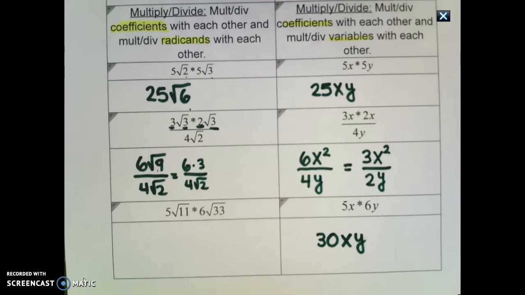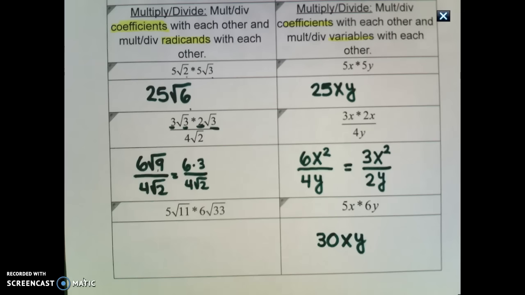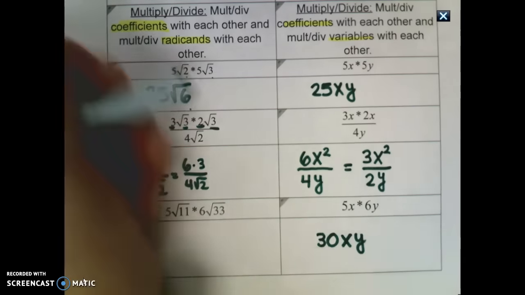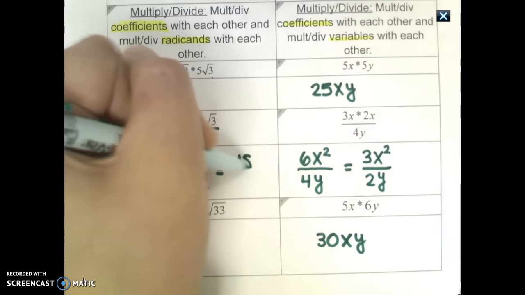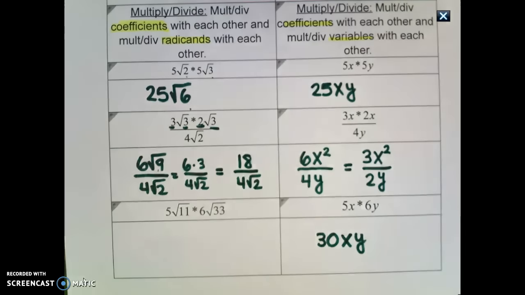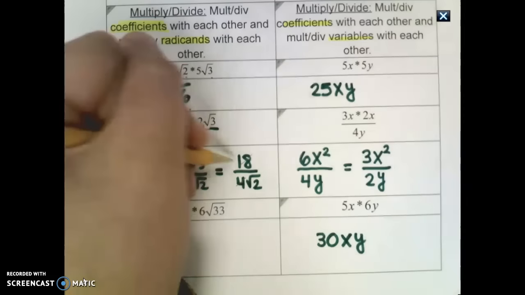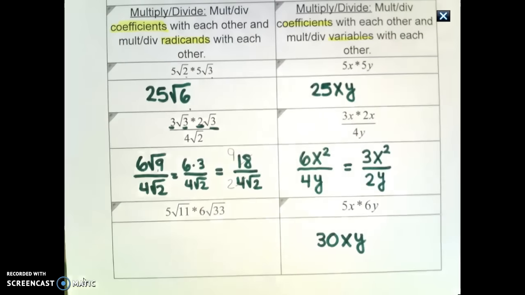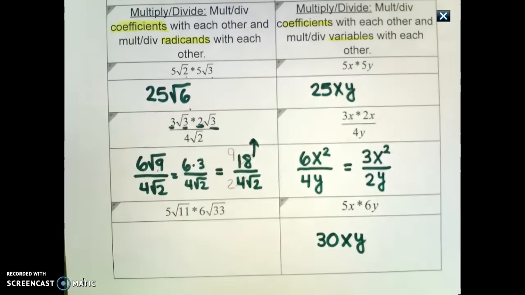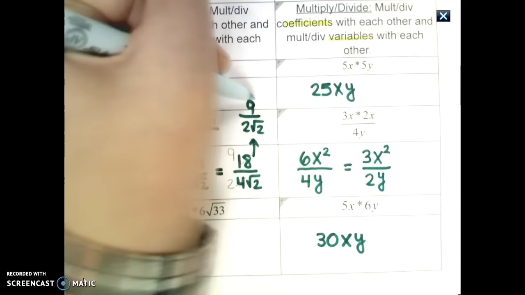Now, some of you may say, well, I can get rid of the 6 and the 4 because they have a common factor of 2. You can certainly do that. You can do it right here at this step, or you can wait till you multiply the 6 and the 3 together. I'm going to wait a moment, and we're going to get 18 over 4 root 2. And now we can go ahead and take that factor of 2 out. So when I do that, this is going to become 9, this is going to become 2, and so our final answer, and I'm a little bit out of space, so I'm going to draw an arrow up here, would be 9 over 2 square root of 2.